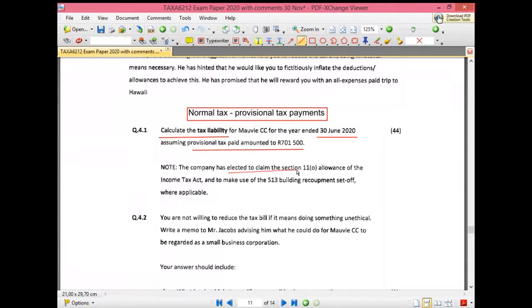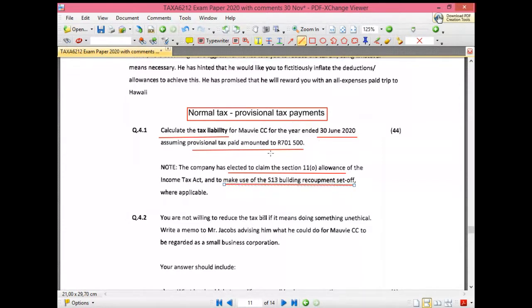So they said they elected to claim the Section 11(o) allowance. So that is if you've got a scrapping allowance, and make use of the Section 13 building recoupment set off. That says if I've got a recoupment on a building that I've sold to purchase a new building, then that recoupment can be written off against the cost of the new building, and then we write off the remaining amount for wear and tear or capital allowances.